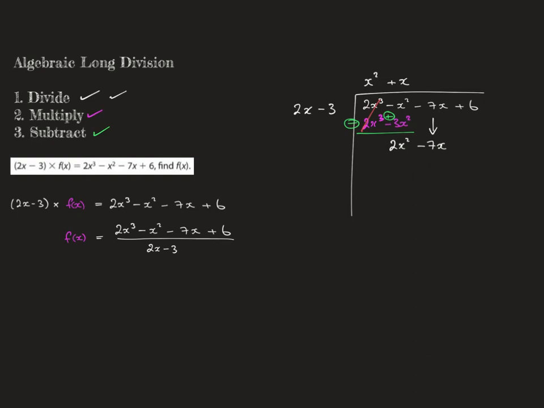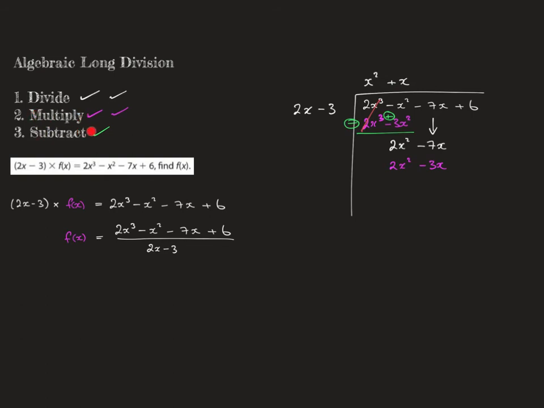That brings me on to the next step, which is multiply. So I'm going to have to multiply these, and I'm going to start by saying 2x times x is 2x squared. The next step is negative 3 times x, which is negative 3x. So that's my second step done there, which was multiply.